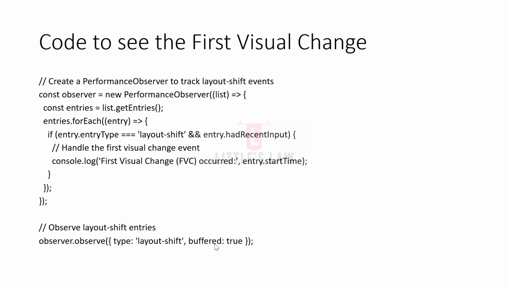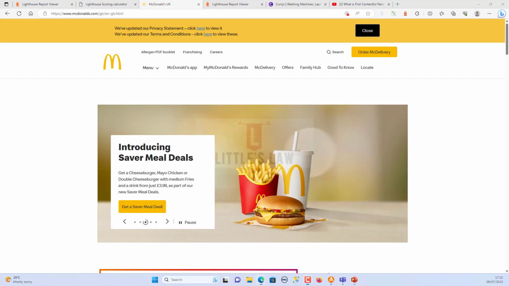So this allows the observer to capture the events that occur before it was registered. By using this code, we can track the first visual change events on the web page by observing the layout shift events triggered by the user interactions. Now let me show you how to use this code.